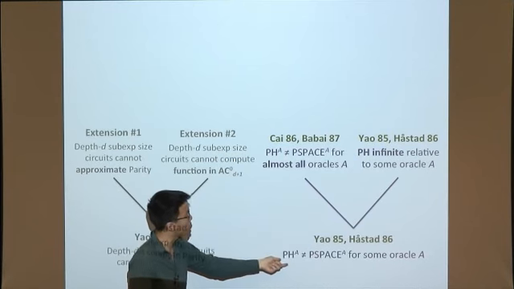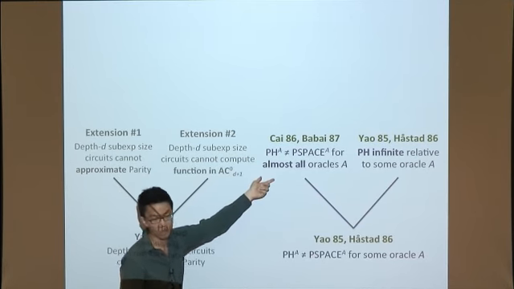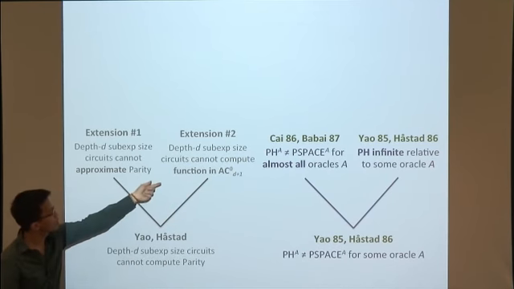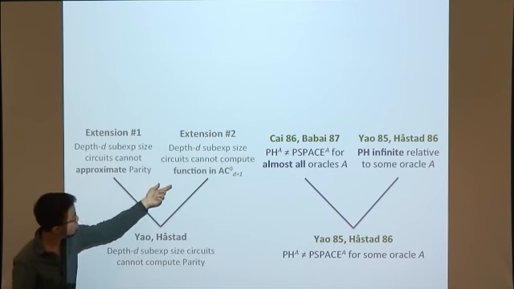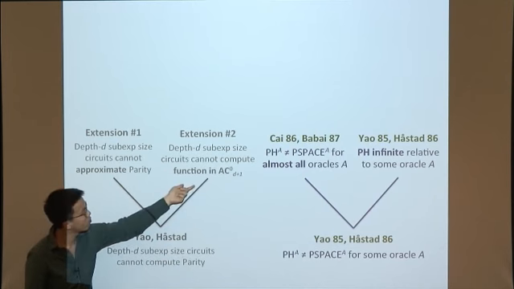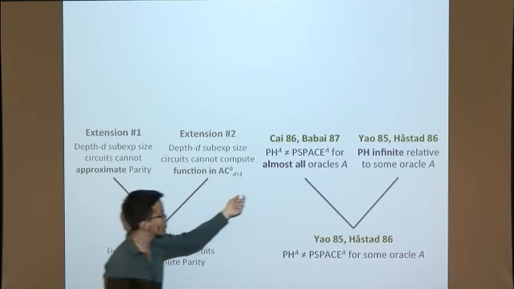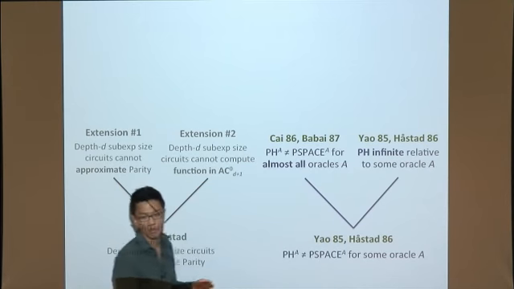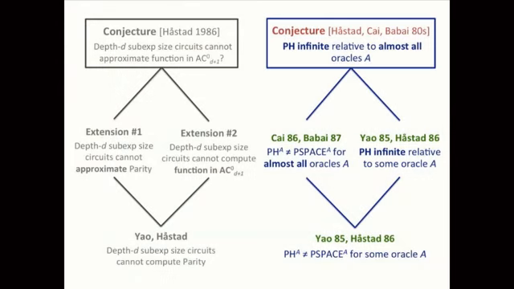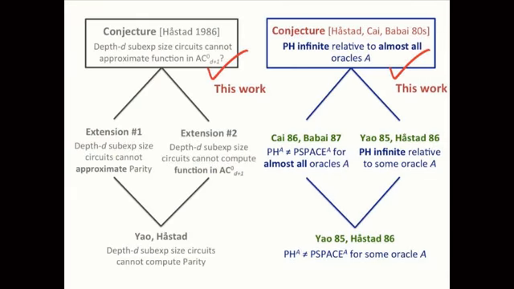You have 2 extensions, one of which says that you cannot even approximate it. That corresponds exactly to the strengthening of this theorem to say that the separation is true for almost all oracles A. You have another extension that says that depth D circuits cannot compute not just parity, but a super simple function at depth D plus 1. That corresponds exactly to the fact that PH is infinite relative to some oracle. And just like how you can ask for the best of both worlds in the circuit world, you can ask for the best of both worlds in the oracle world. And by confirming Hastad's conjecture, we confirm the conjecture that PH is infinite relative to almost all oracles.